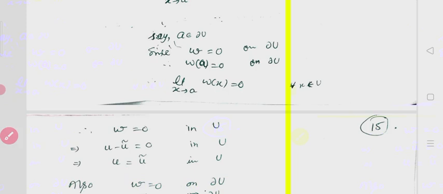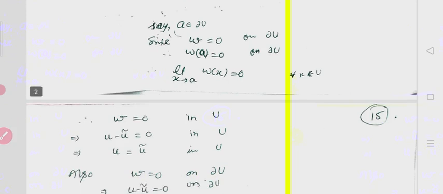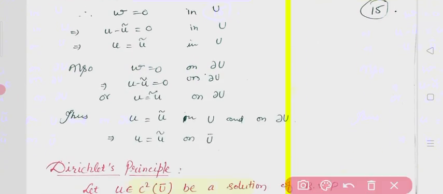So if it is 0 on the boundary and 0 in U, that means on the closure of U I can say that w will be equal to 0, that means u minus u tilde equals 0. What does it mean? That means u will be equal to u tilde on the closure of U. So we have shown that, as you assumed u and u tilde are two solutions of the boundary value problem, they are actually not two different solutions, they are the one, because both are equal. So that means there will be only a unique solution of the given boundary value problem, right.